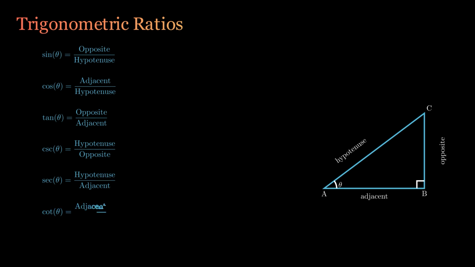Then the last one, cotangent. Cotangent is the reciprocal of the tangent of angle theta. So cotangent, or cot theta, can be represented as the ratio of the adjacent side to the opposite side. Clear?